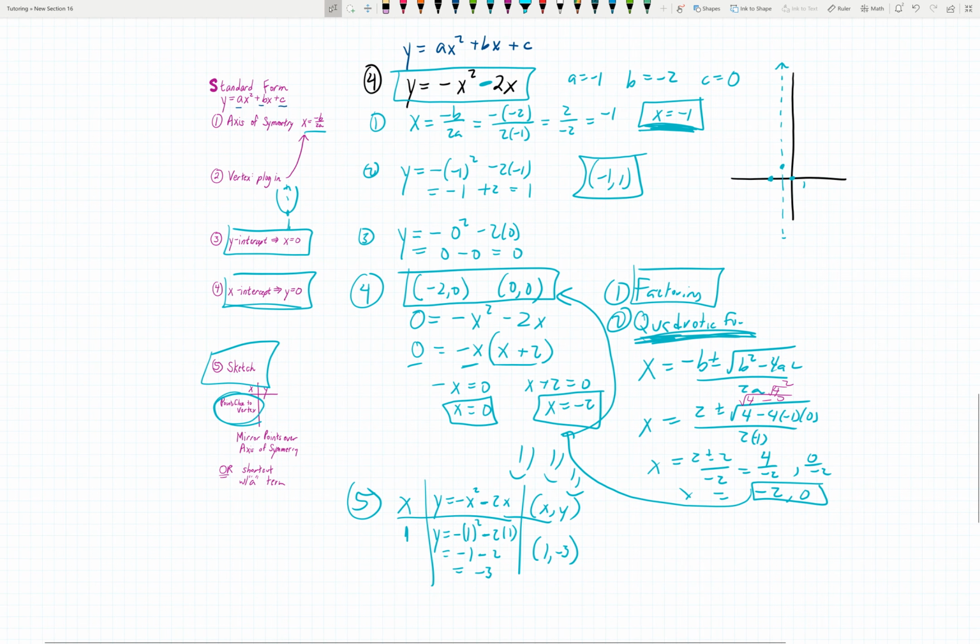And when I go to graph (1, -3), that looks much more reasonable. And then I go plot it on the other side, nice and mirrored, and I can sketch a parabola. Ta-da! All right.